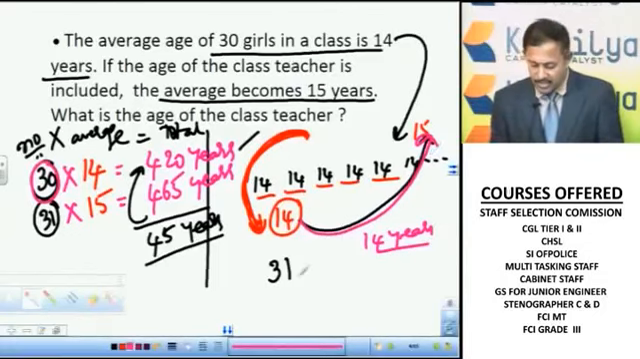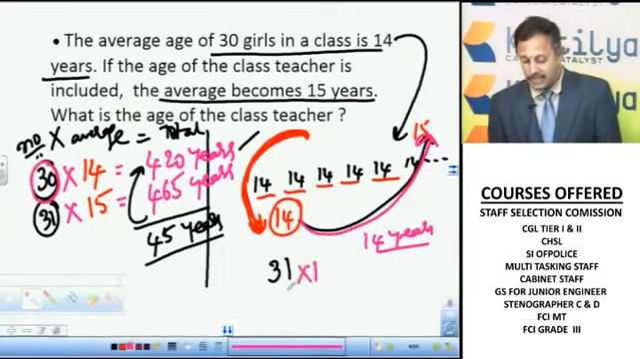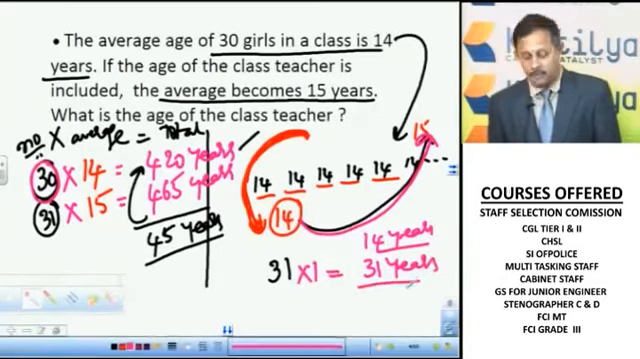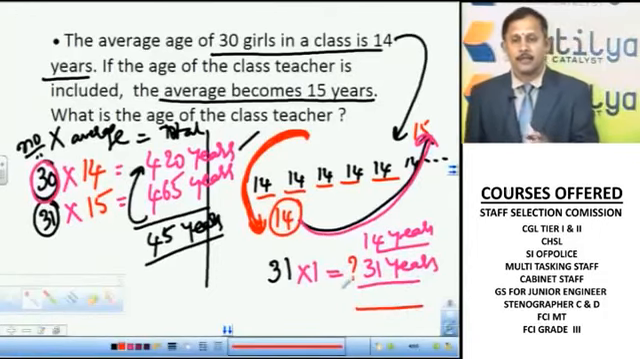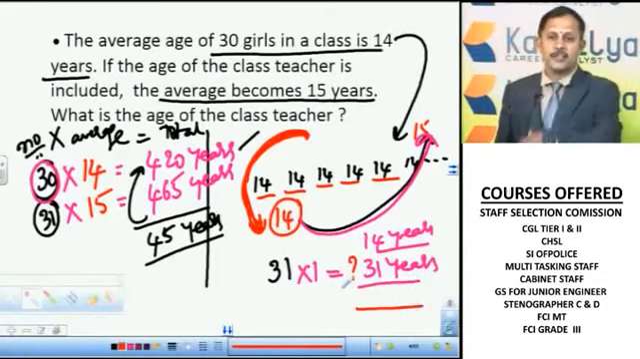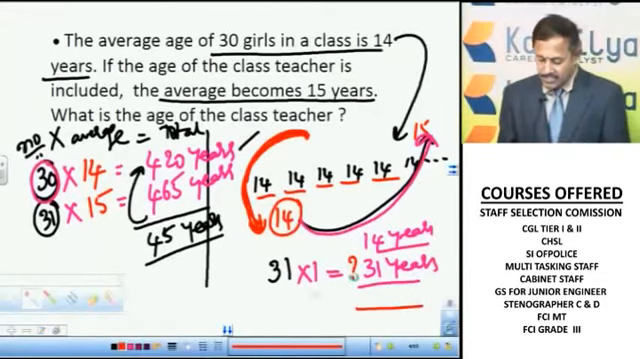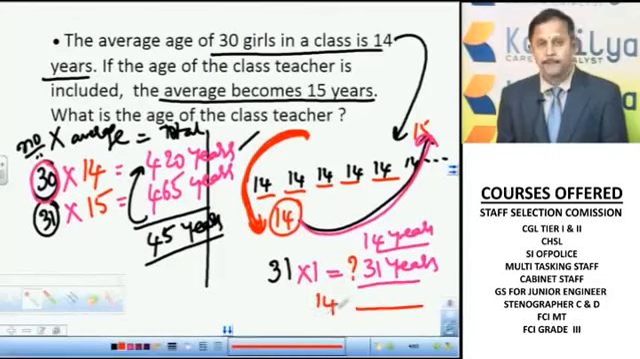So there is an increase by 1 year and there are 31 candidates, 31 into 1. Therefore we can observe an increase by 31 years. And now the question is, who contributed this increase 31? No doubt that is contributed by the teacher. So therefore the teacher's age is 14 plus 31, that is equal to 45 years.